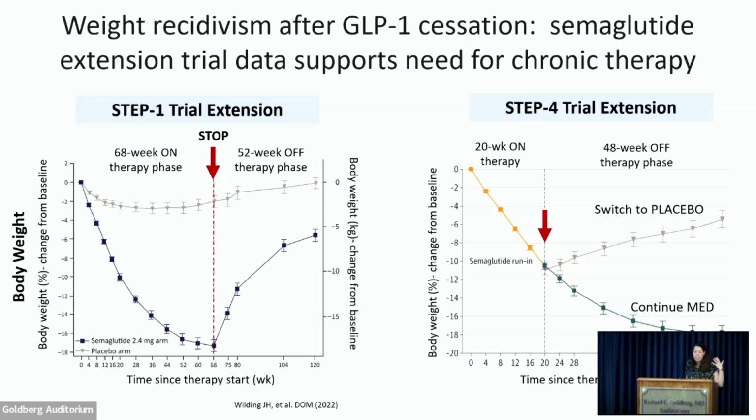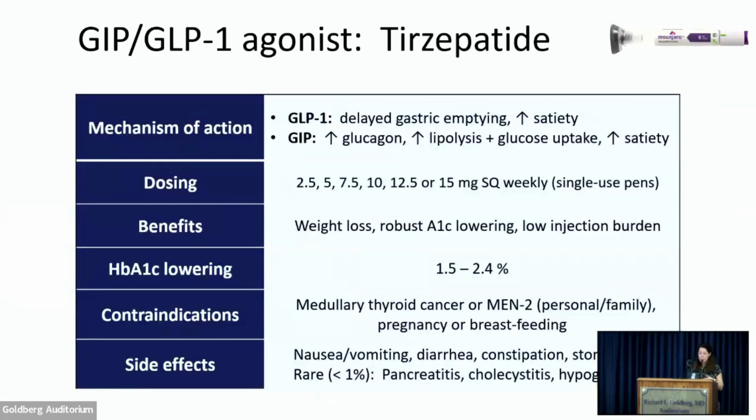So we need to get insurers on board. But again, obesity as a chronic disease has to be managed that way. We really need chronic therapy for these folks. And then our second highly effective therapy, tirzepatide.